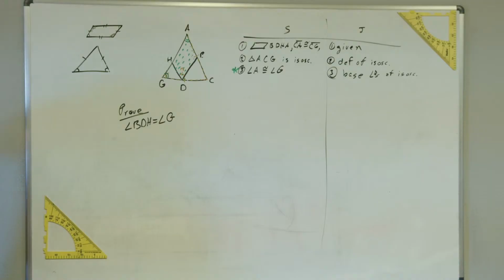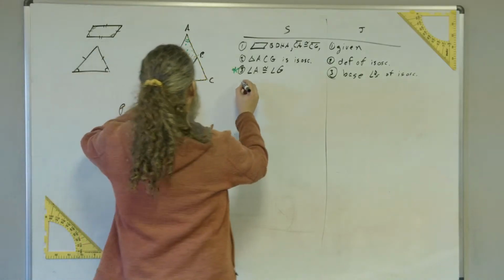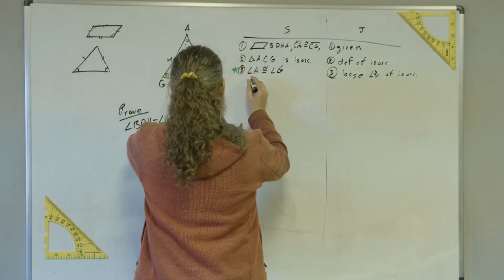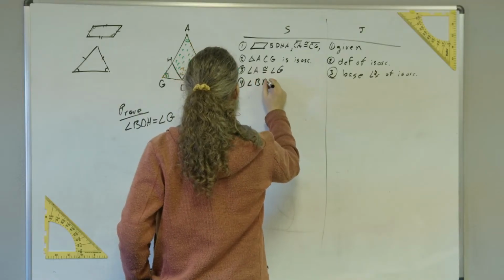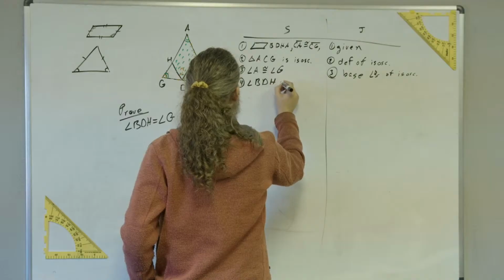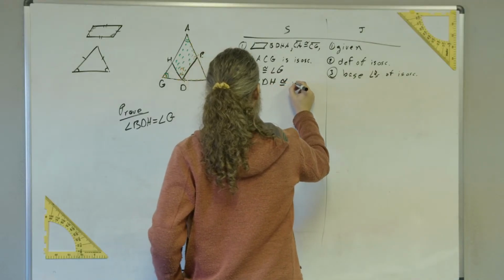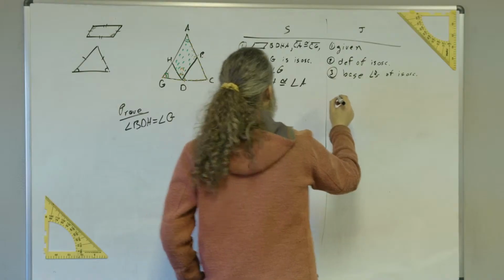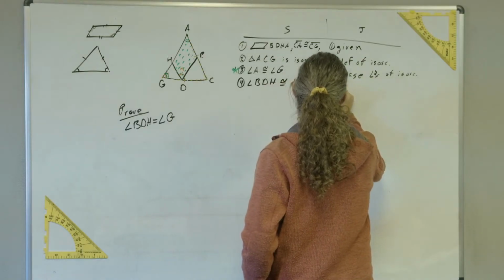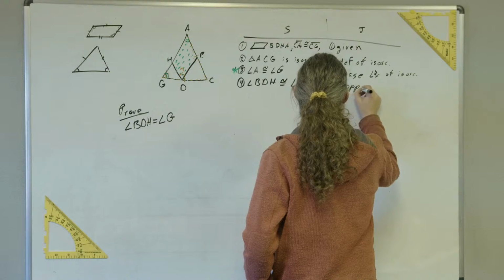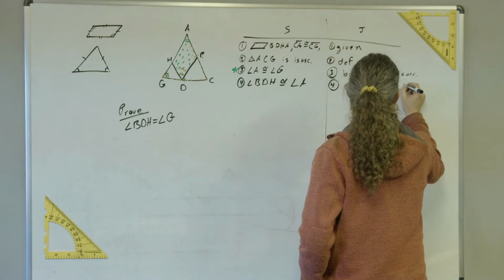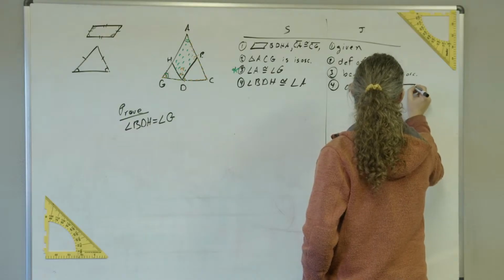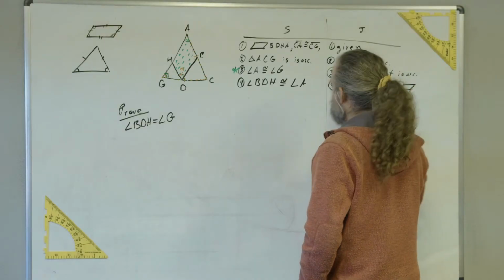What do you say? Oh, BDH, is that what you're saying? BDH, this one, is congruent to A. That is true. Angle BDH is congruent to angle A because opposite sides of a parallelogram, right?